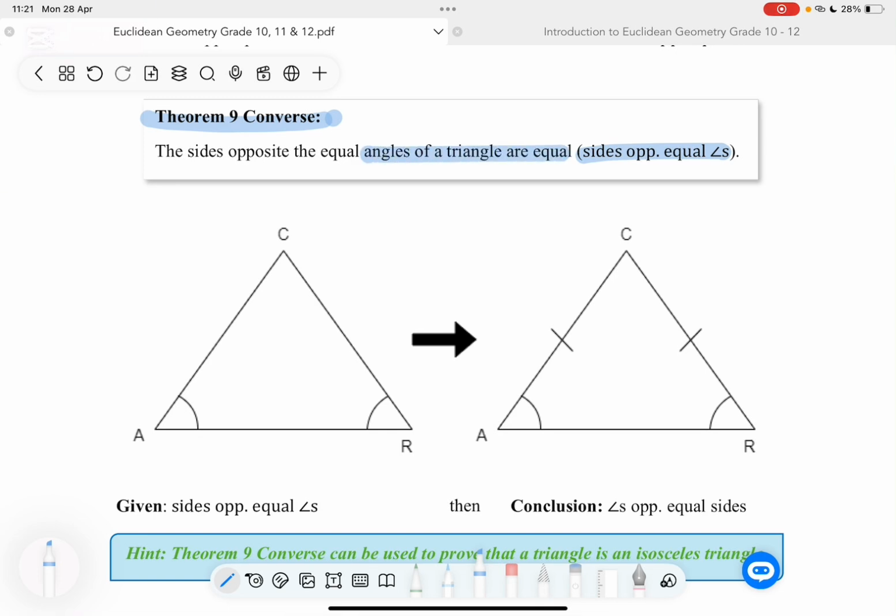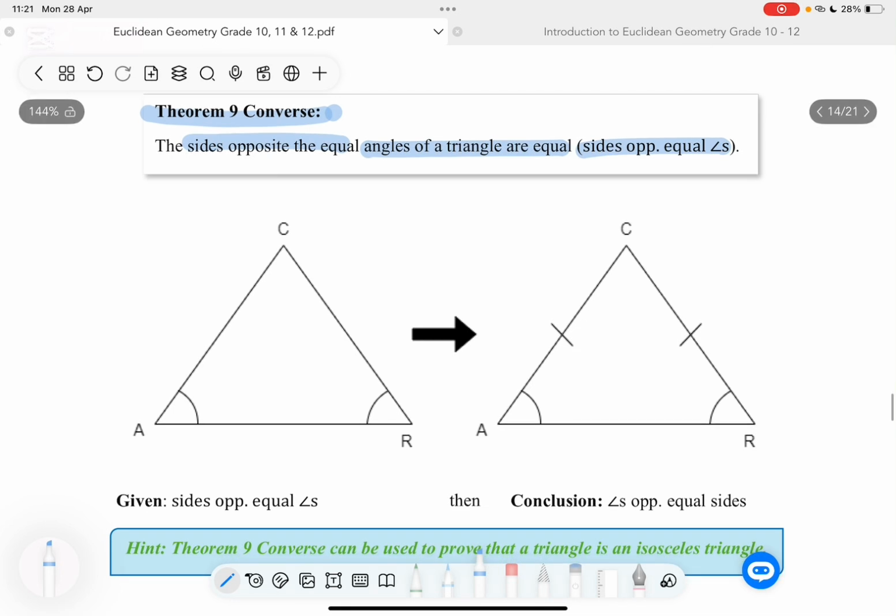Now, when we have such a triangle, we can conclude that the sides opposite those angles must be equal. The sides must be equal. What are we saying here? We have a triangle here, CAR, and in this triangle, angle A and angle R are exactly the same. They are equal. That's what we know.